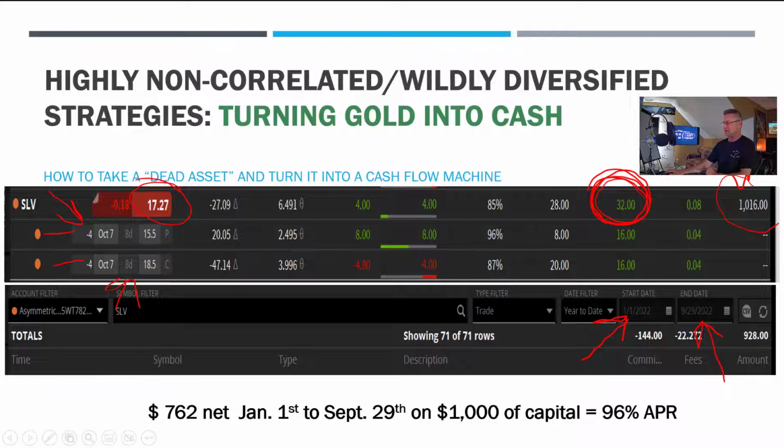2022, you can see that we've grossed $928. We've had some fees from commissions and fees from the broker. They always get their cut. But our net so far this year on this particular strategy with silver is $762 net income, January through today, on about $1,000 of capital. Guys, that equates to almost 100% a year. You only need to double $2,000 nine times to turn it into $1 million. This is a powerful strategy. This is a really, really powerful strategy.